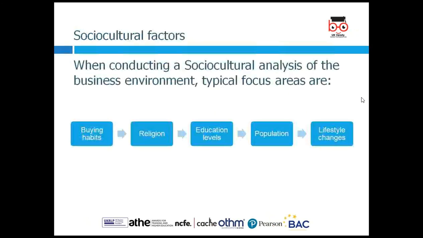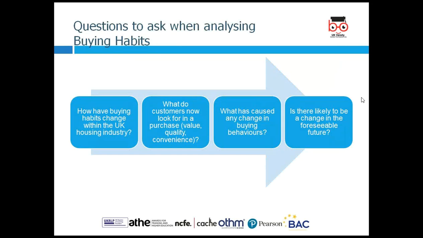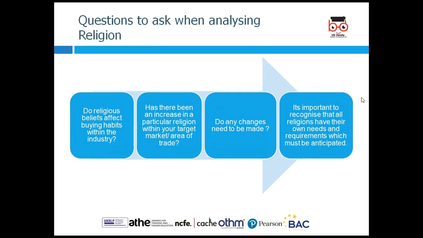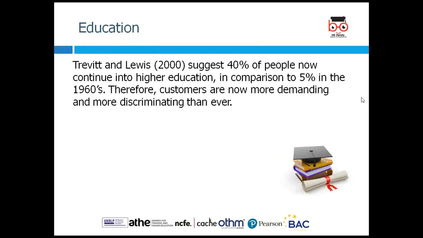These are all linked with social, cultural, buying habits, religion, education level, population. We're not going through in detail, but we can look at these. How buying habits change within the UK housing industry, the same we can apply to the hospitality industry: the booking habits and things. Do religious beliefs affect buying habits within the industry? To some extent, yes.